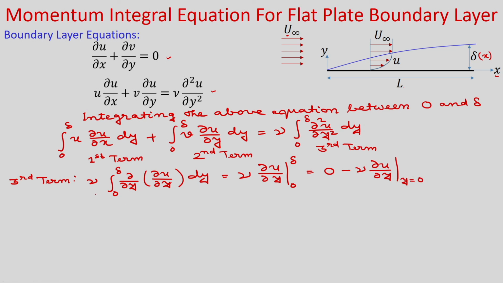If we define the wall shear stress, tau w is equal to mu del u by del y at y is equal to 0, then you can see that this term del u by del y at y is equal to 0, you can write as tau w by mu, and here nu is mu by rho. So, finally, this third term we can write as minus tau w by rho. So, tau w is the wall shear stress. Now, let us consider the first term.